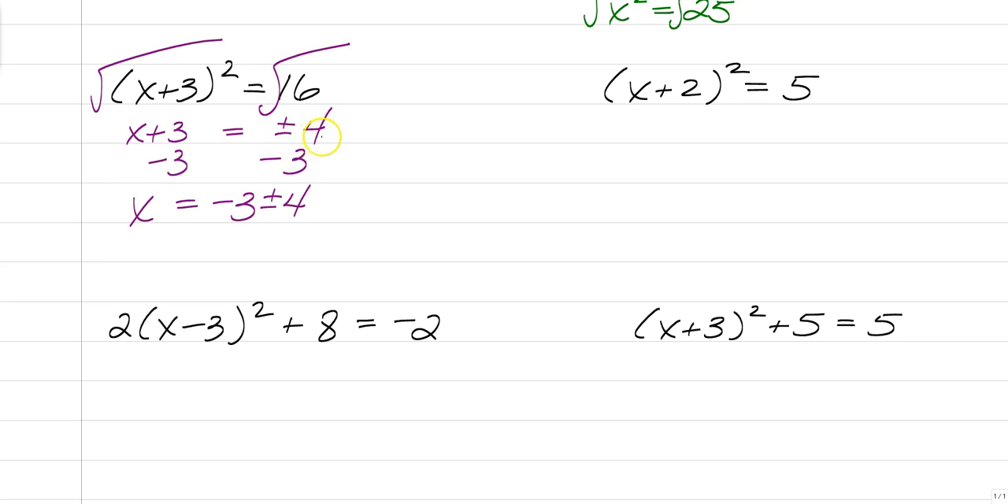Because what we did is we have this plus or minus 4 still. So we have x is equal to a negative 3 plus 4, which is 1. And we also have a negative 3 minus 4, which is negative 7. So if that was a little confusing for you, once you get here, what you could have done is split it. You could have said x plus 3 is equal to the positive 4, and x plus 3 is equal to the negative 4. And then once you subtract, you would have seen it a little bit easier.